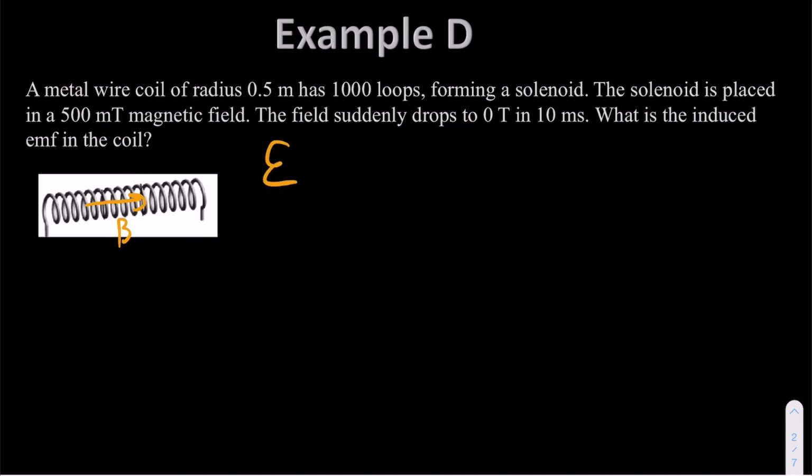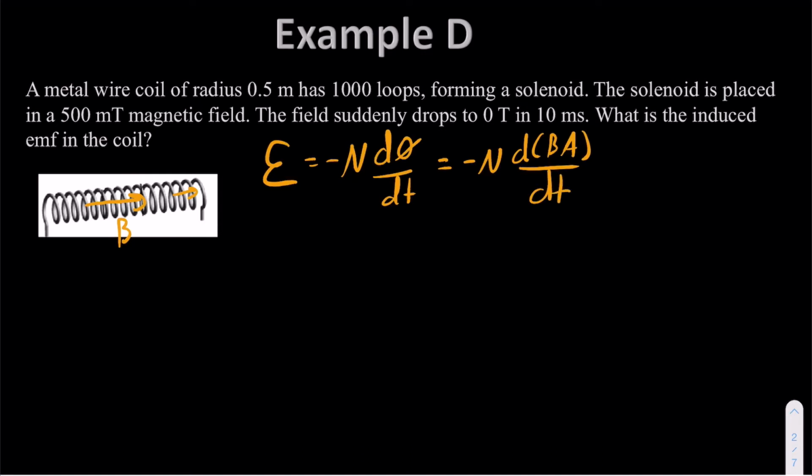So Faraday's law: the induced EMF is negative N, because there's a bunch of loops here, d phi dt. The area vector and B are in the same direction, so we'll ignore cosine theta here. So you have negative N. Phi is BA, and A is constant, so I'm going to pull that out of the derivative. So it's just dB dt. And now I'll plug in numbers.